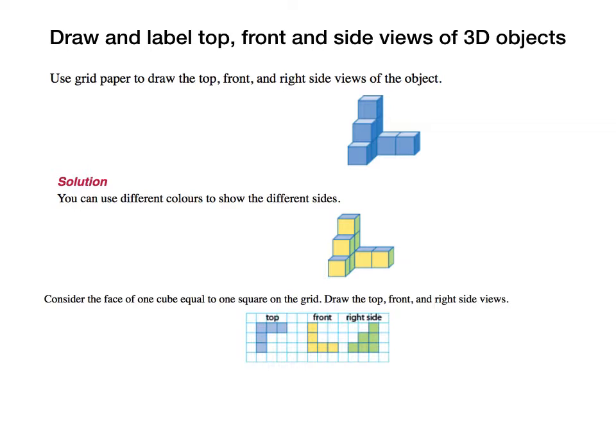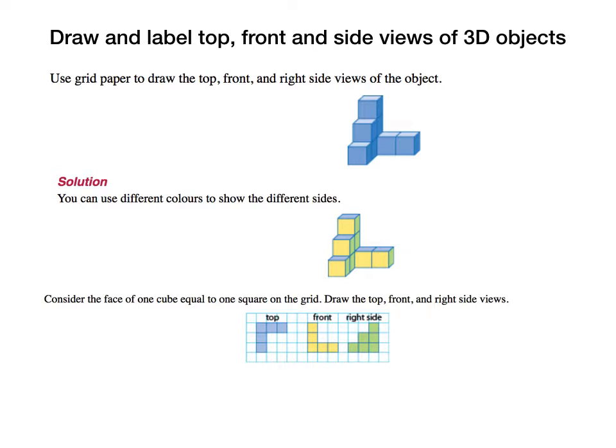So when I draw this on grid paper, first thing I'm going to do is draw my top view, and I've got 1, 2, 3 blocks that I can see attached to each other on my top view, and then another 2 attached to that top block going to the right there. So it's 1, 2, 3, 4, 5 blocks attached to each other in the shape of an L. Then my front view, I've got 1, 2, 3 blocks attached to each other on the front, and then another 2 attached at the base, also in the shape of an L.